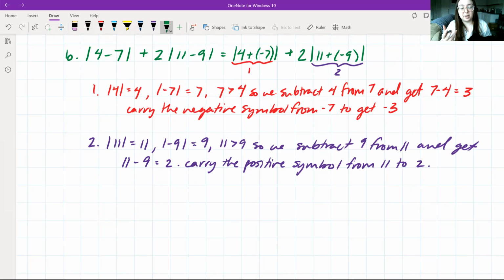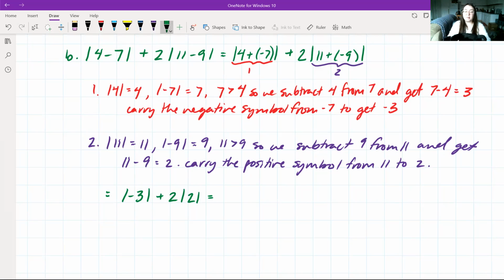So let's plug these values back in. So originally, remember that we had absolute value of 4 plus -7. So continuing on, which we figured out was -3. So we have the absolute value of -3 plus 2 times the absolute value of 11 plus -9, which we found was +2. So 2 times the absolute value of +2.